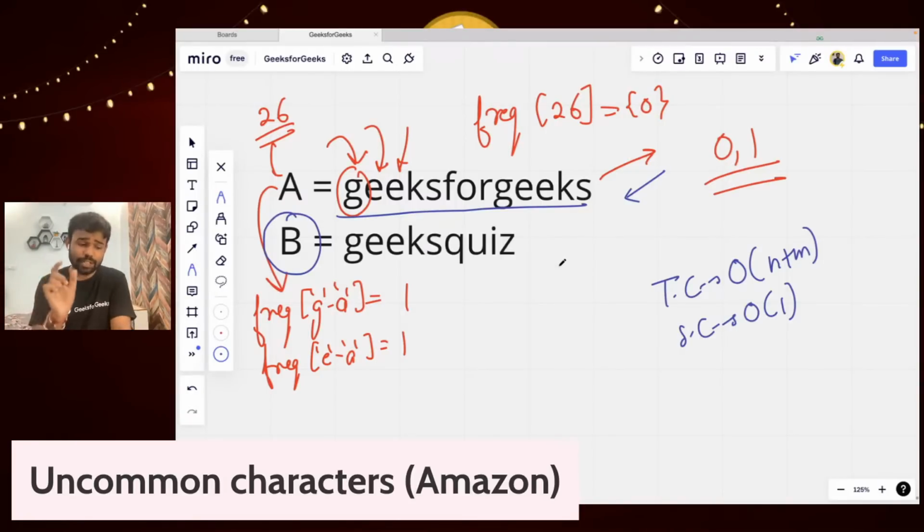We are using extra space, but that is a constant extra space, so we will not consider it. It is not dependent on any other.